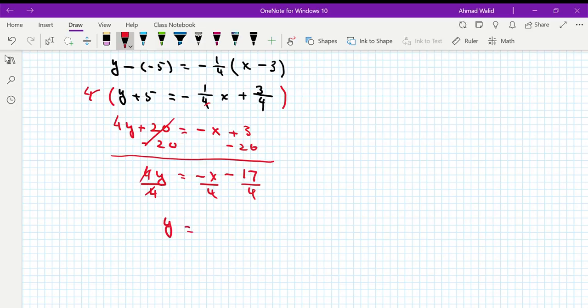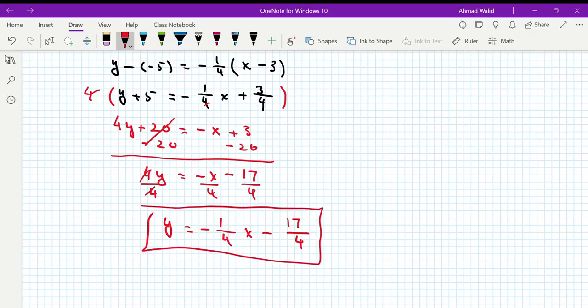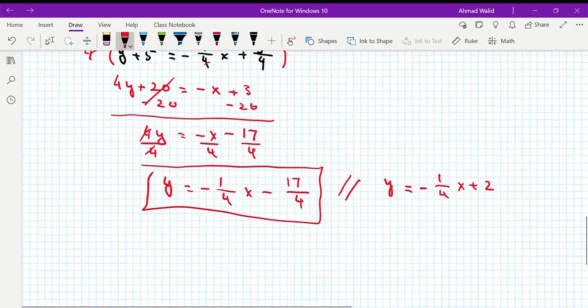y equals negative 1/4 x minus 17 over 4 is the equation of the line which is parallel to y equals negative 1/4 x plus 2. Correct? Two examples.